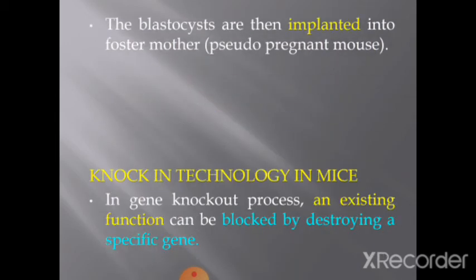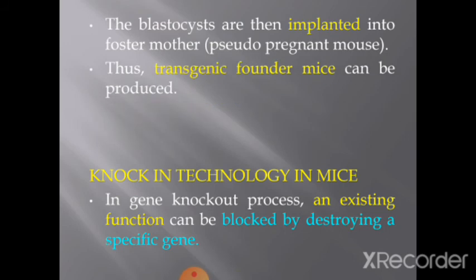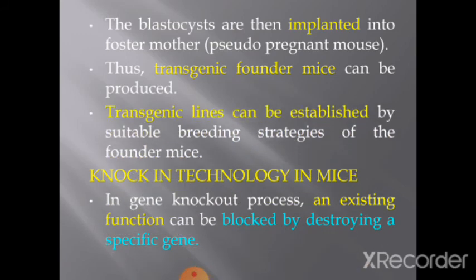Then, these blastocysts are implanted into a foster mother, that is a pseudopregnant mouse. How do you generate the pseudopregnant mice? I have taught you in my previous lecture. Then, thus the transgenic founder mouse can be produced and the transgenic lines can be established by suitable breeding strategies of the founder mice. This is how you are going to generate the transgenic mice from the embryonic stem cell method.